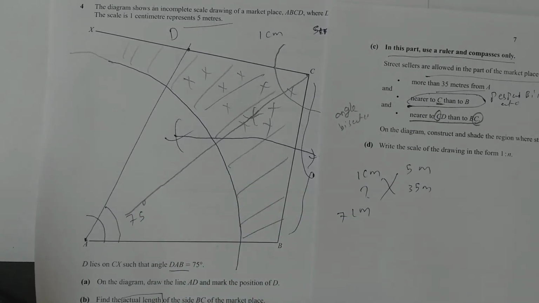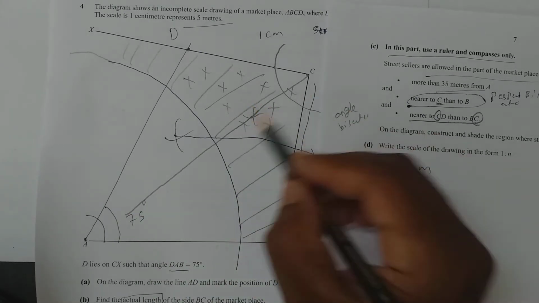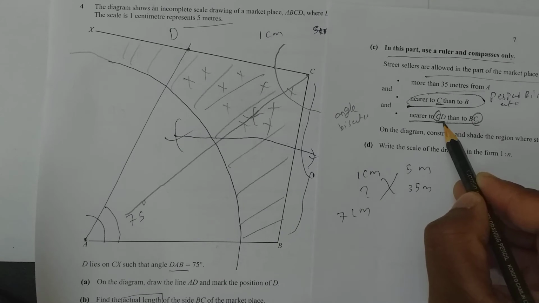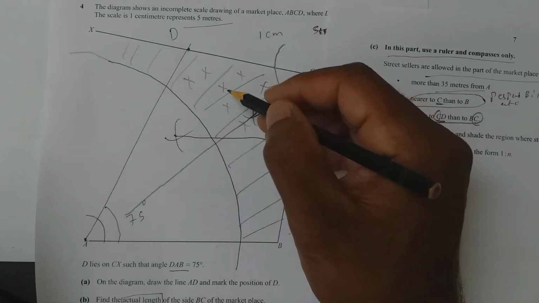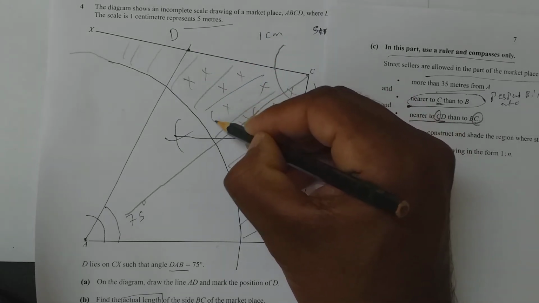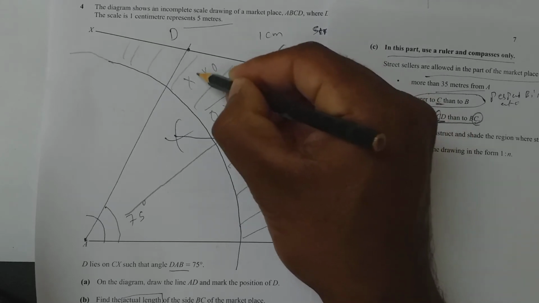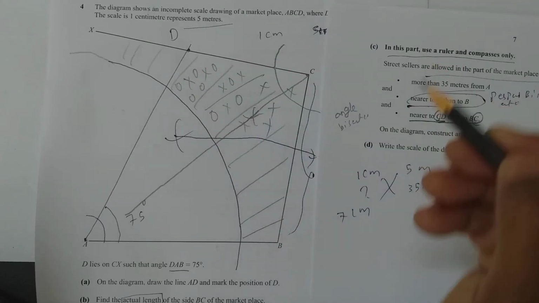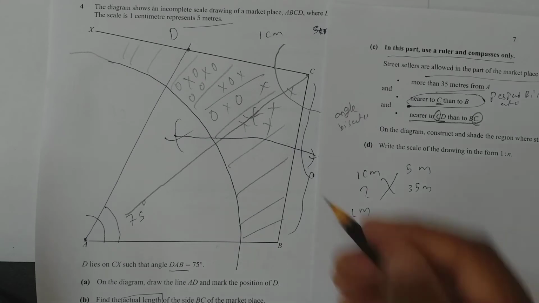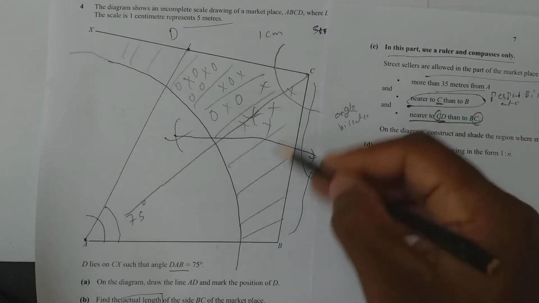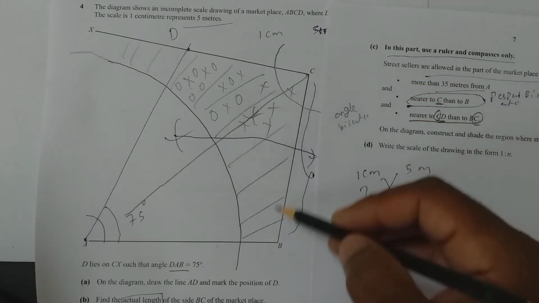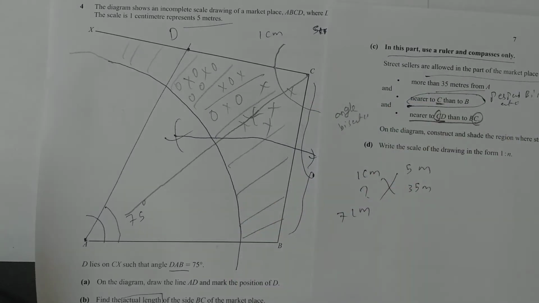Like this you would get. Again, this part is closer to CD. This part will be closer to CD. So if I put circles, did you understand? And this part will be closer to BC. Over, we did all the three.